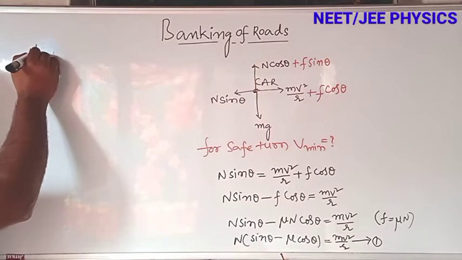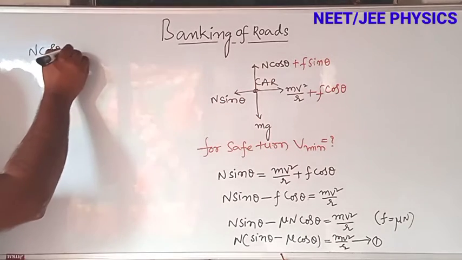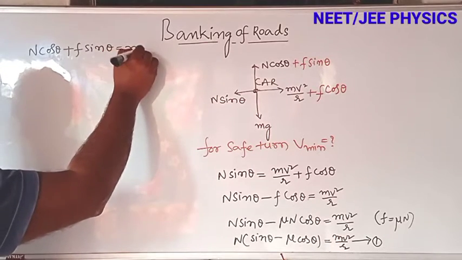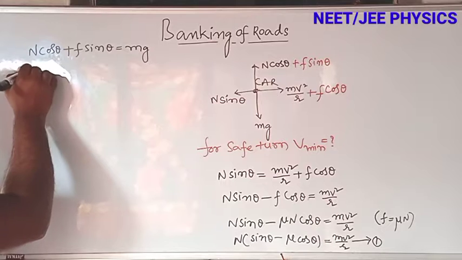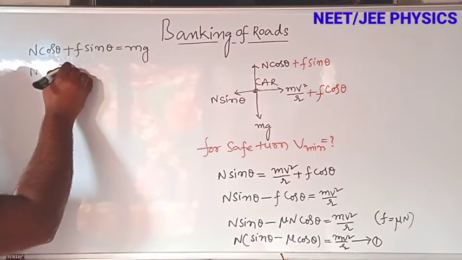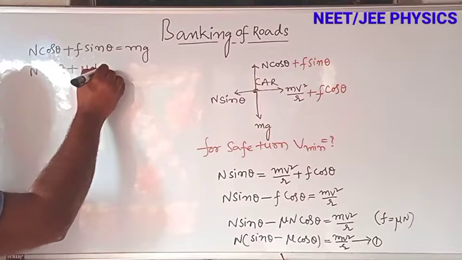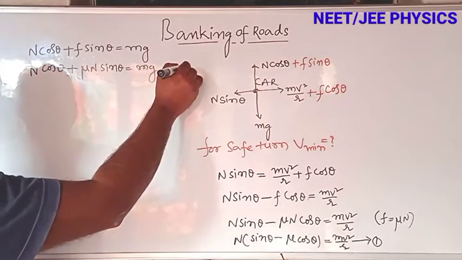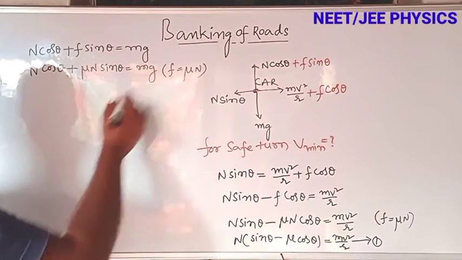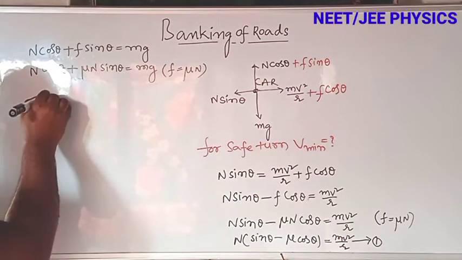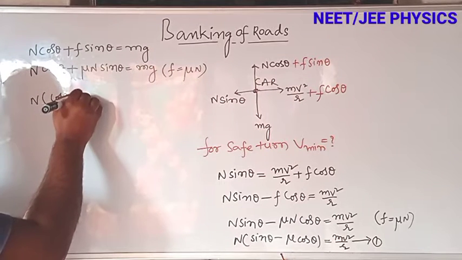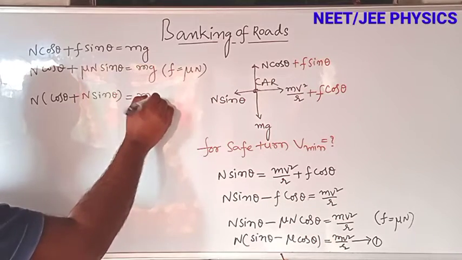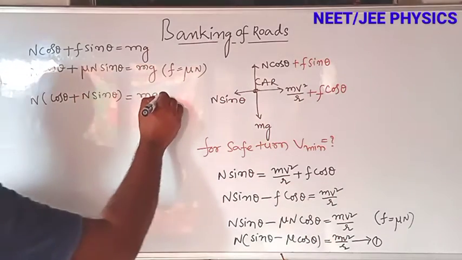And the upward force and downward force must be equal. N cos theta plus F sin theta equals mg. Here, instead of F I am writing mu N sin theta, because the frictional force equals mu into N. Taking N common, N into cos theta plus mu sin theta equals mg. Let us call this equation 2.